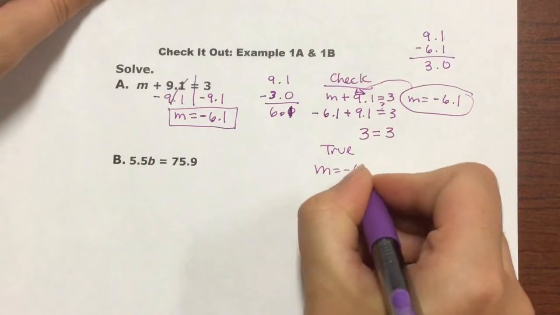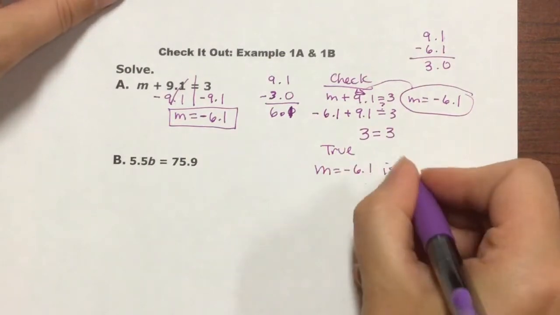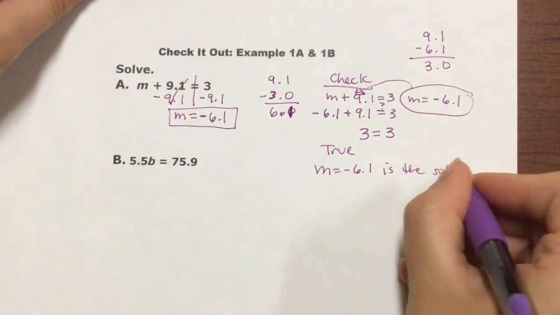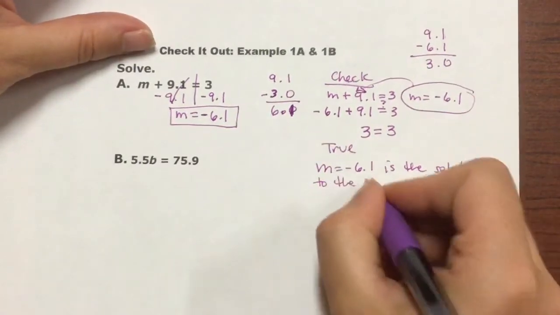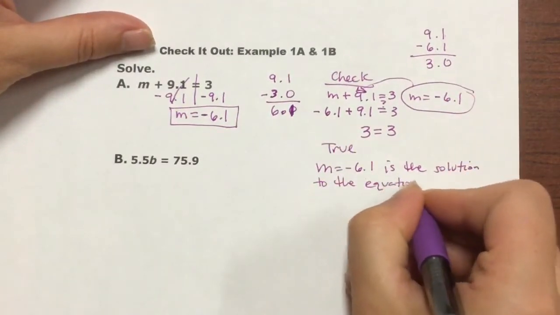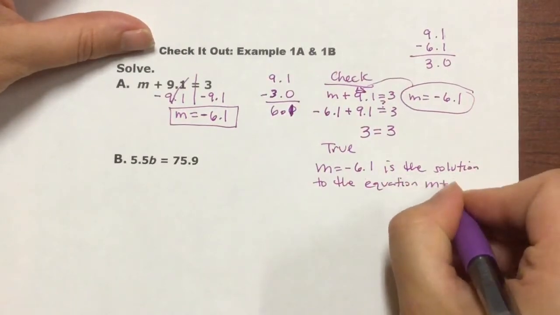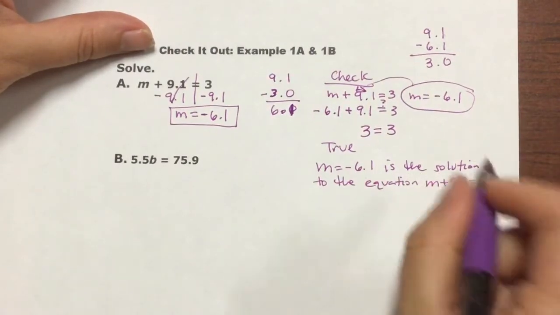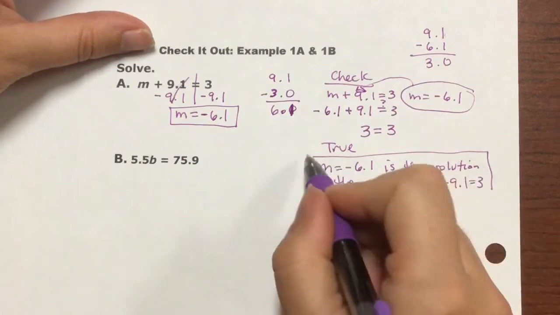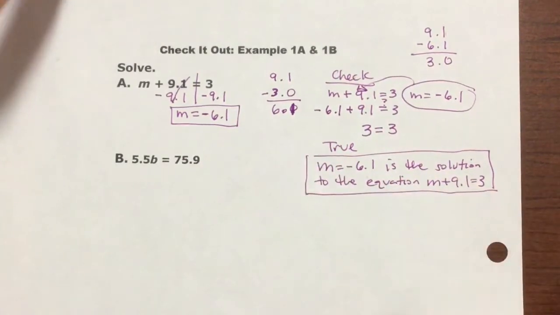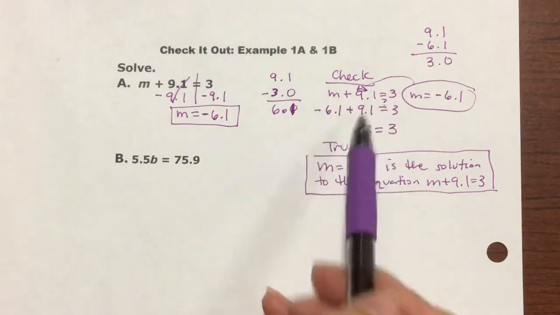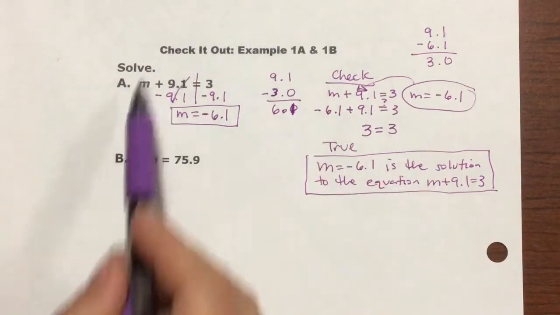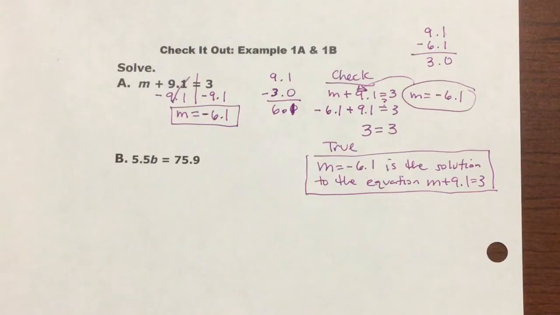So let's write that. m equals negative 6.1 is the solution to the equation m plus 9.1 equals 3. Woohoo! If you got that right, awesome job. Okay, remember, to get it right, you had to solve the problem and also do the check, write the original equation, and do all this. This is how you show your work for these types of problems.